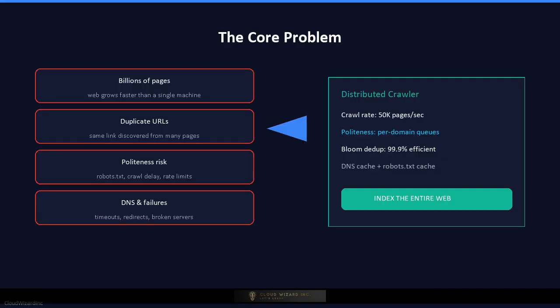Here is the core problem. The web is enormous and constantly changing. There are billions of pages, millions of new pages every day, and existing pages update at unpredictable rates. A single crawler cannot possibly fetch the entire web, stay fresh, and handle the immense DNS, bandwidth, and storage load.